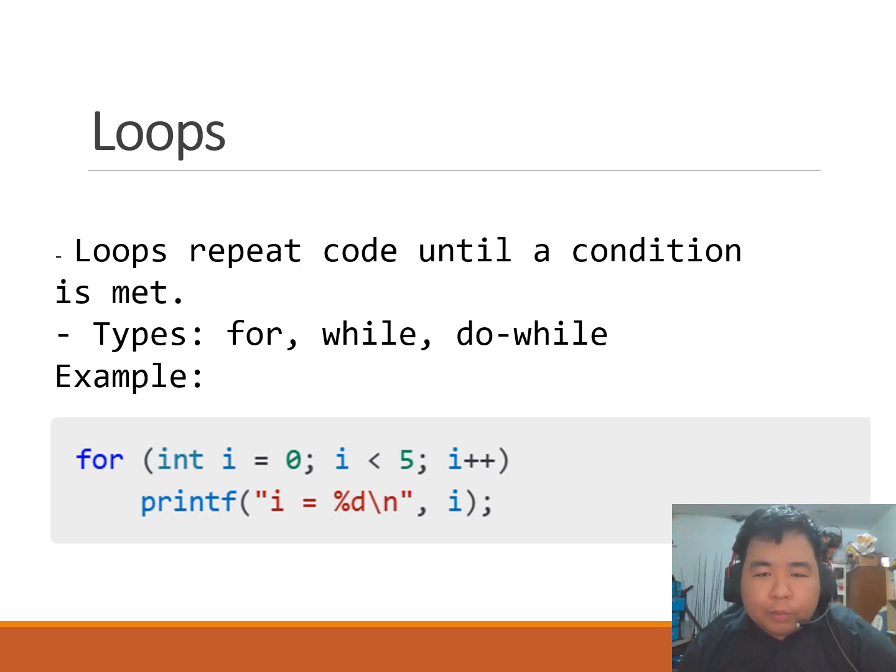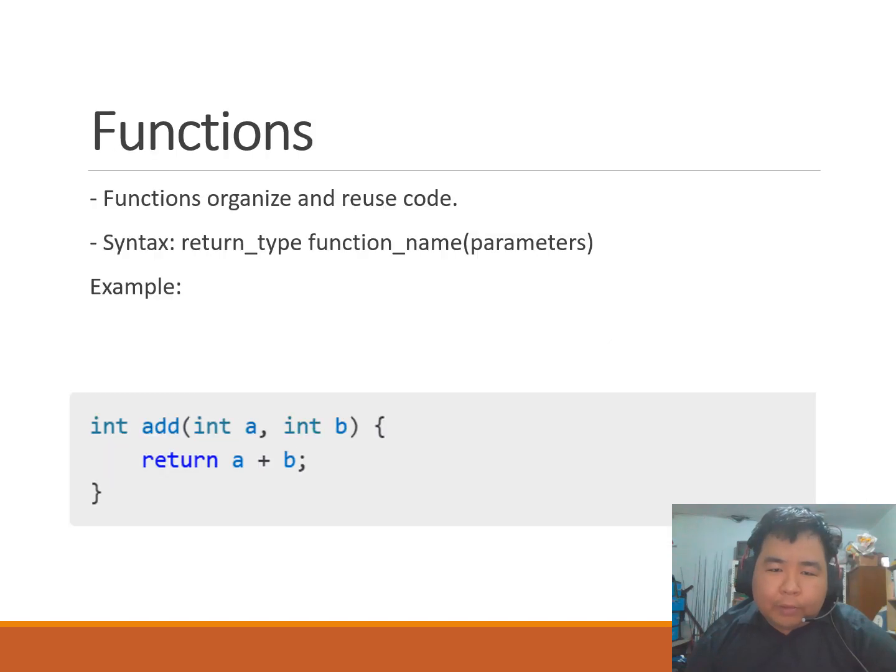Here I use a for loop to print numbers 0 to 4. Loops help us efficiently process data without having to write repetitive code.